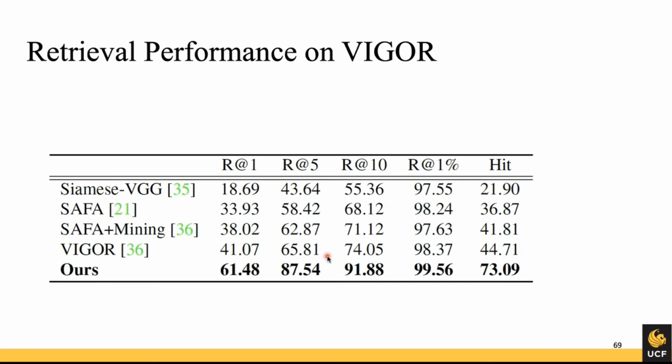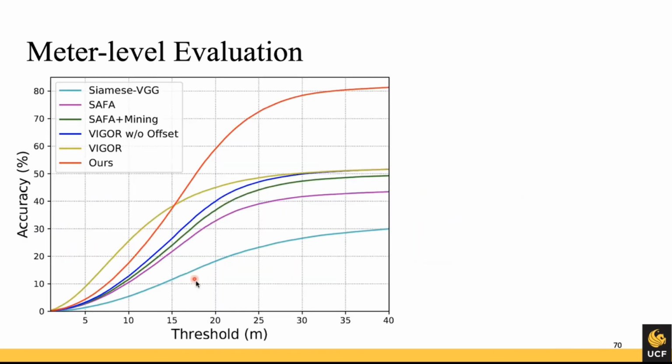We did some comparison on our VIGOR dataset. As compared to previous work, this TransGeo approach is able to significantly improve the performance under all different evaluation metrics, especially the top 1 retrieval accuracy, with about 20% improvement over our previous work on VIGOR. We also did the meter level evaluation like we did in the VIGOR paper. Again, TransGeo is able to outperform existing methods at different thresholds.